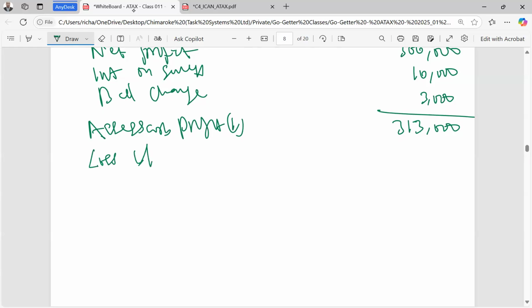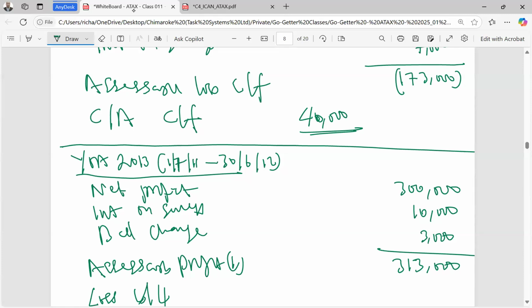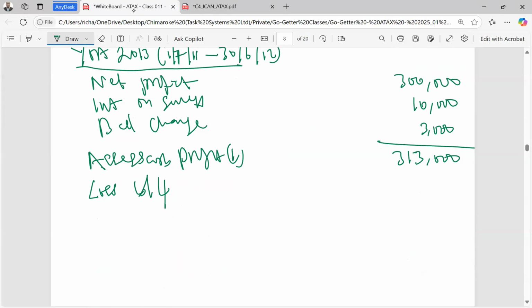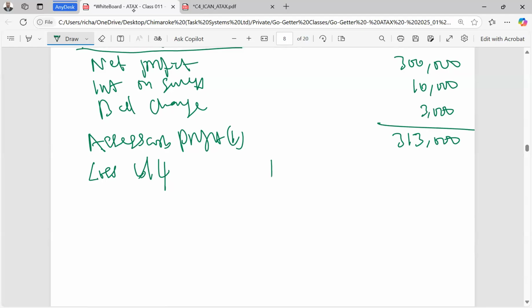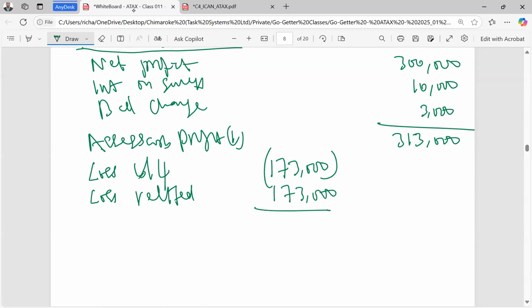Then the next thing is loss brought forward. So each time there's a loss, we'll have accessible profits 2. So this is 173,000. That was your loss. Now, you have 313 to play with to pay this. So it means that loss relieved. You can relieve this whole 173. You are going to put it in positive. Then you come here and put it in negative.